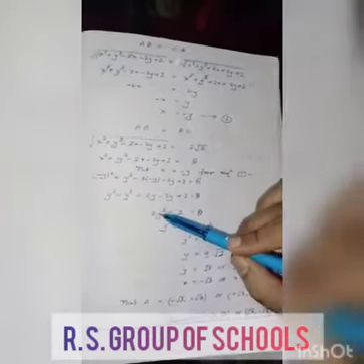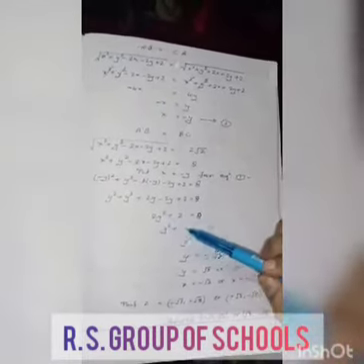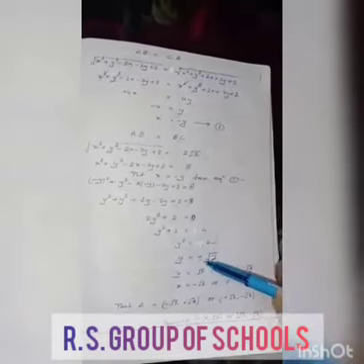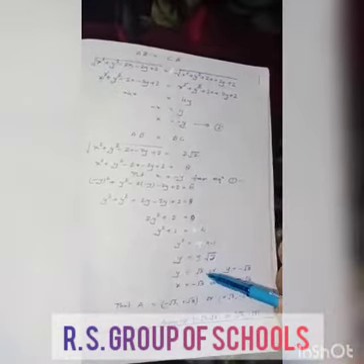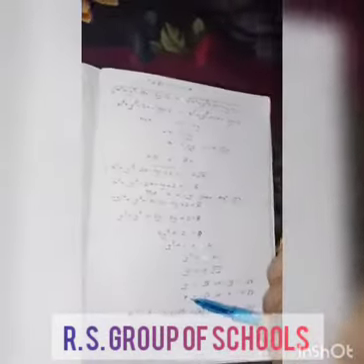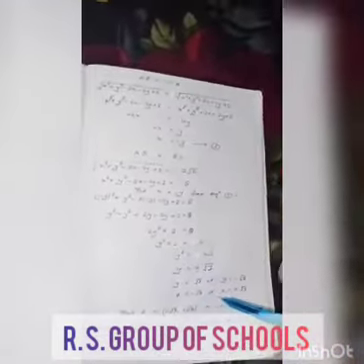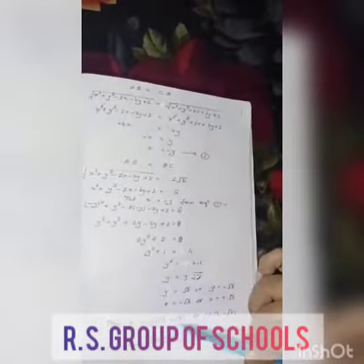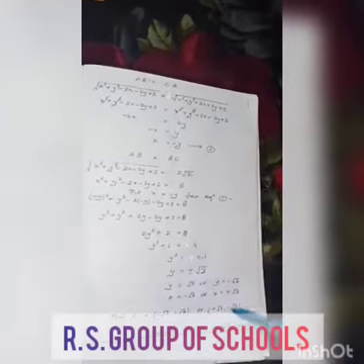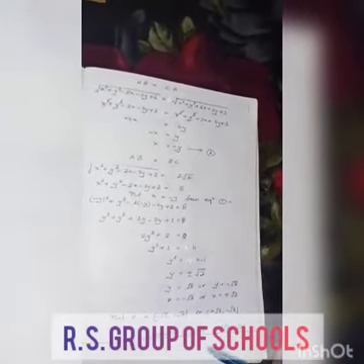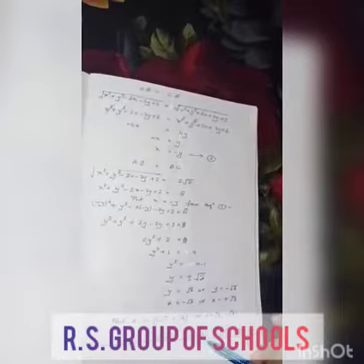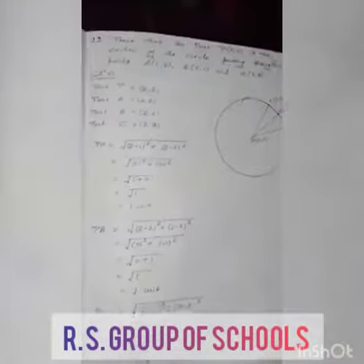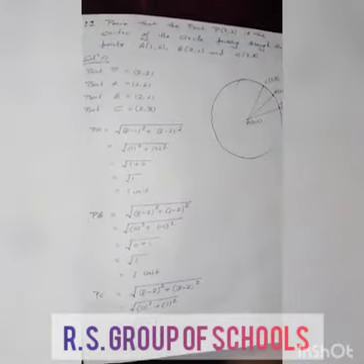Dividing the whole equation by 2, we have y² + 1 equals 4, so y² equals 4 − 1 equals 3. Y equals ±√3. Y equals √3 or y equals −√3. Then x equals −√3 or x equals +√3. So point A is (−√3, √3) or (√3, −√3). The vertex is (−√3, √3) or (√3, −√3). Question number 18 is solved similar to question number 17.